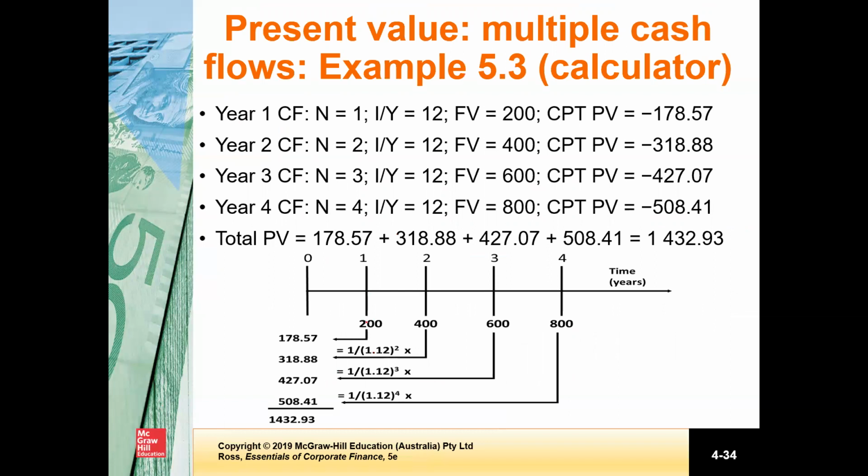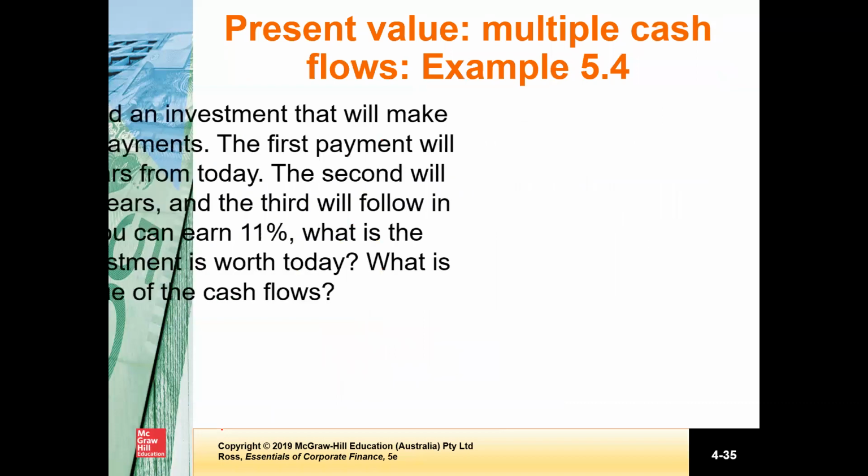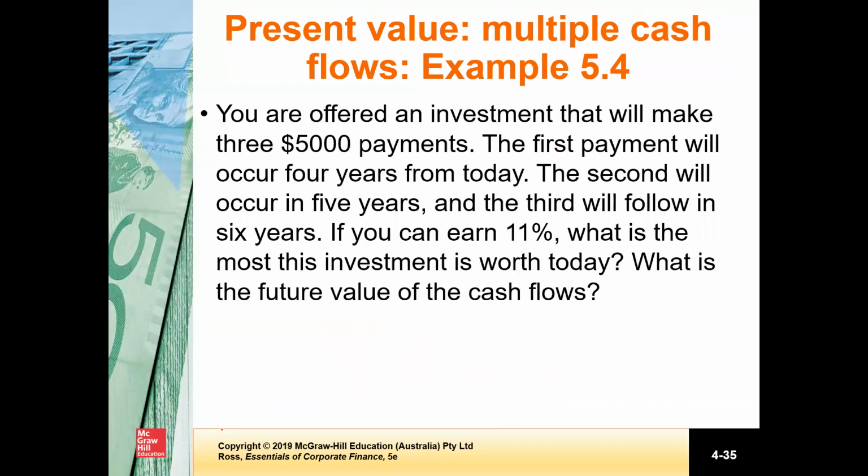So you can see that the present value of the first one, present value of the second one, present value of the third cash flow, and present value of the fourth one, and we sum them up. So we get that the present value of the cash flow is 1,432. Okay. Look at another example.